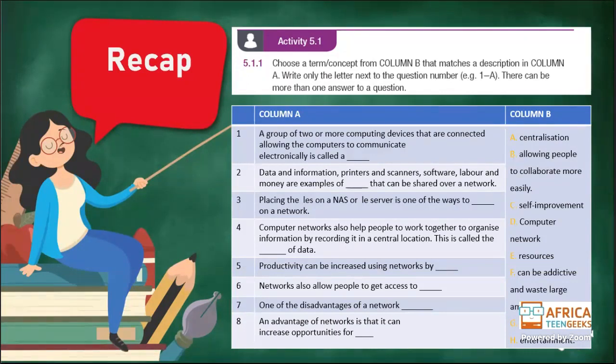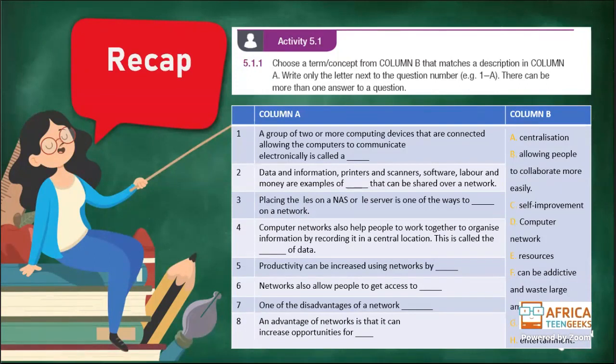And then data and information. Remember the difference between the two. Data is raw, and information is processed. And then you say the answer is D. Data and information, printers, and then software, labor and money are examples of what that can be shared over the network? The examples of what? A, resources. Perfect, it's correct.